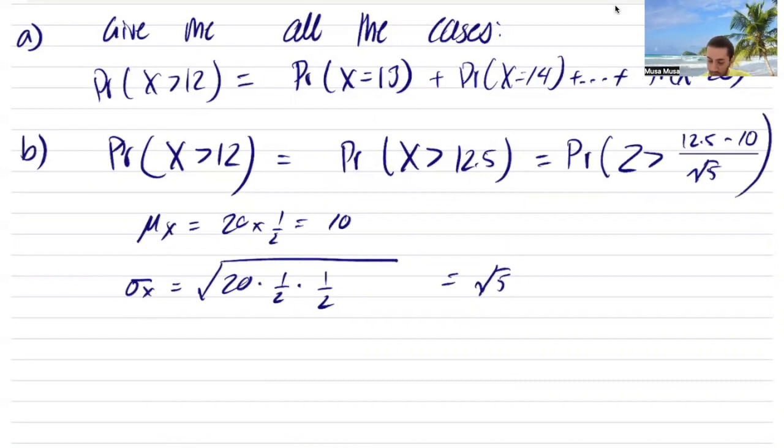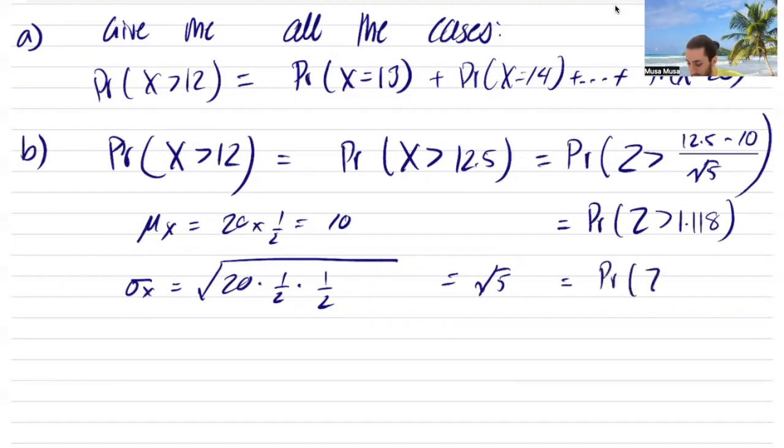Can you hear those birds? What is the Z score? 12.5 minus 10 over root 5 is 1.118.